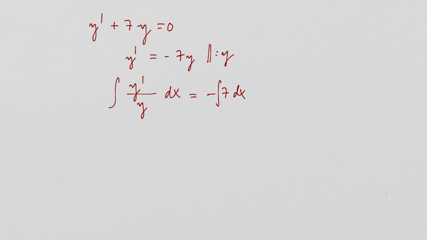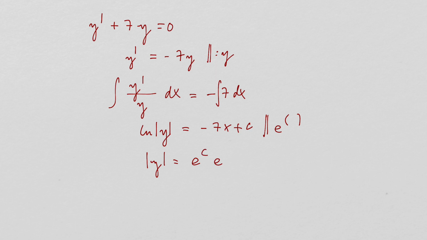In the left we will get the natural logarithm of y, and in the right we will get minus 7x plus a constant. Taking the exponential in both sides, we will get that the absolute value of y is equal to e to power c times e to power minus 7x. Removing the absolute value, we get that y is equal to any constant times e to power minus 7x. This is the solution.